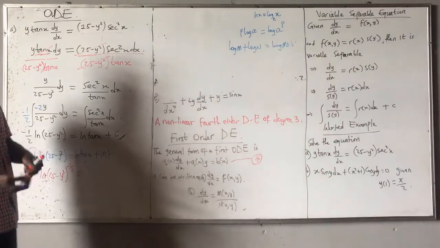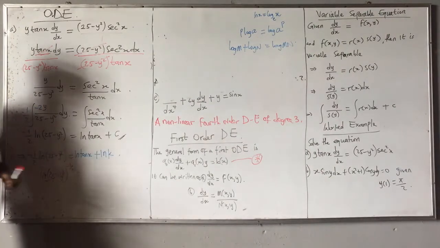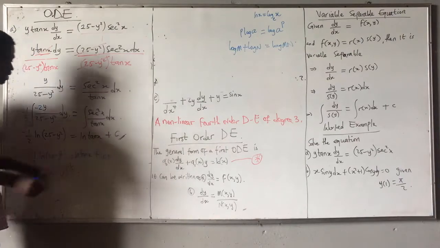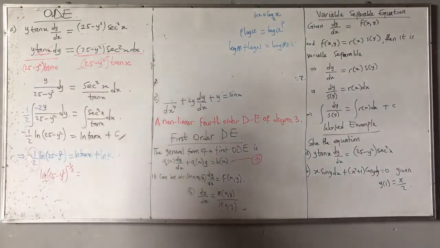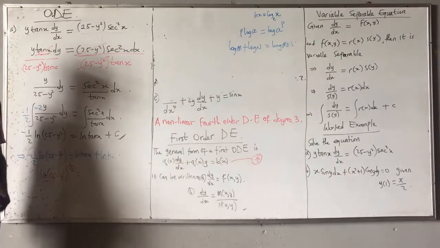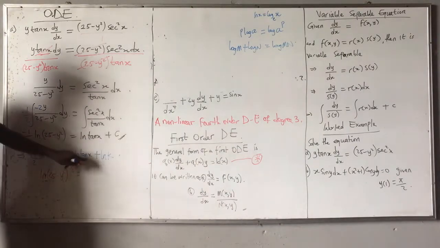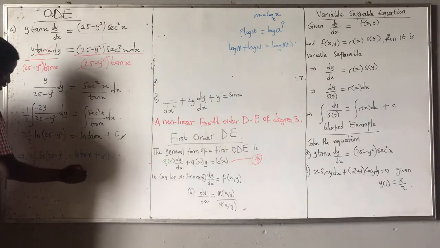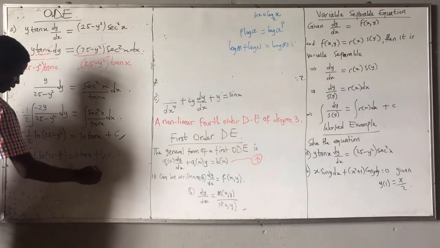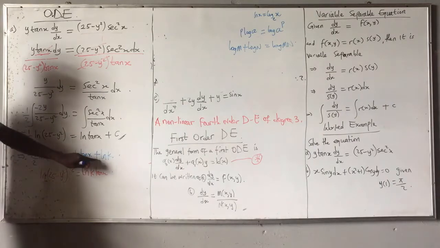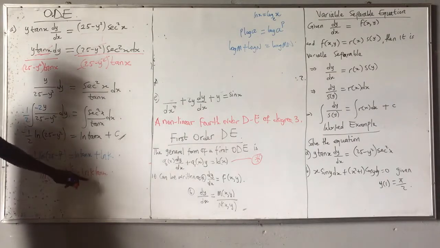So instead of writing c, I write ln k because it's still a constant. How do I know it's still a constant? I can just say let c be equal to ln k. That's finished. So this is ln tan s plus ln k. By the second law I wrote, this is ln of k tan s. Log a plus log b is log ab.